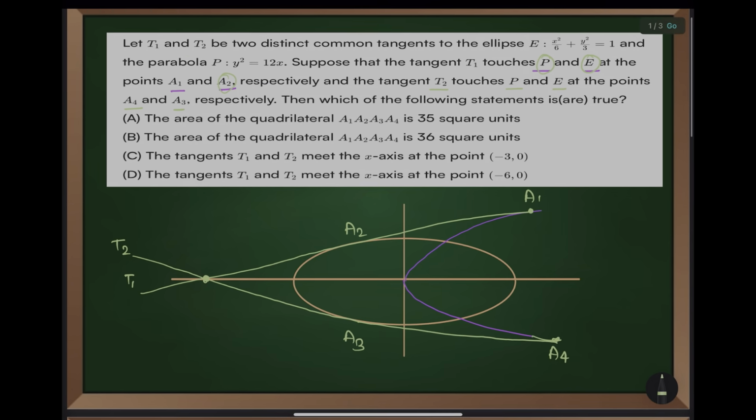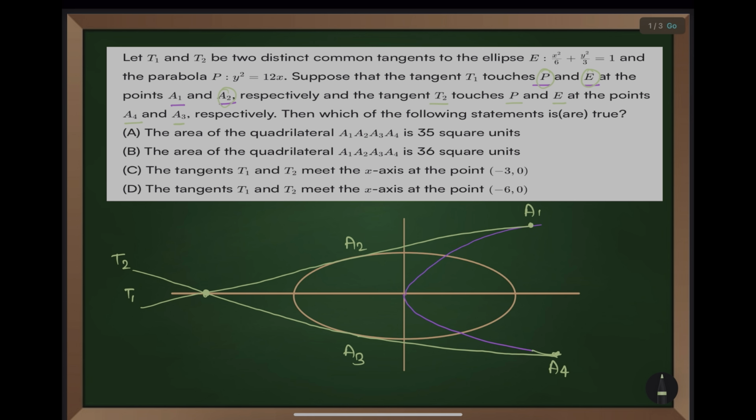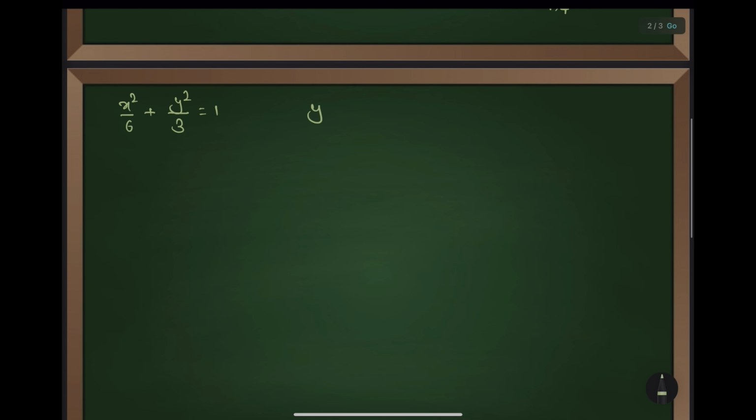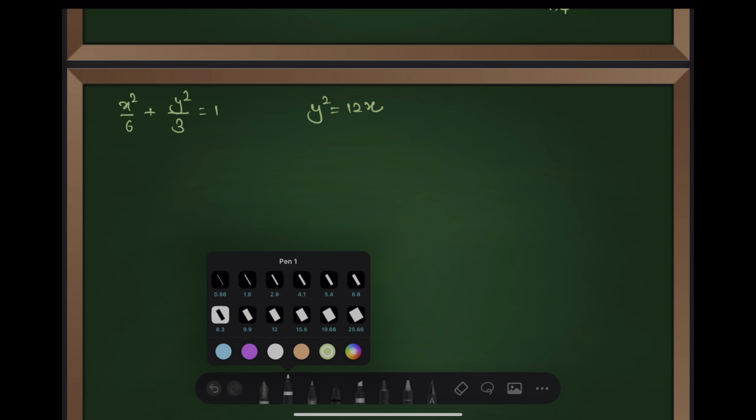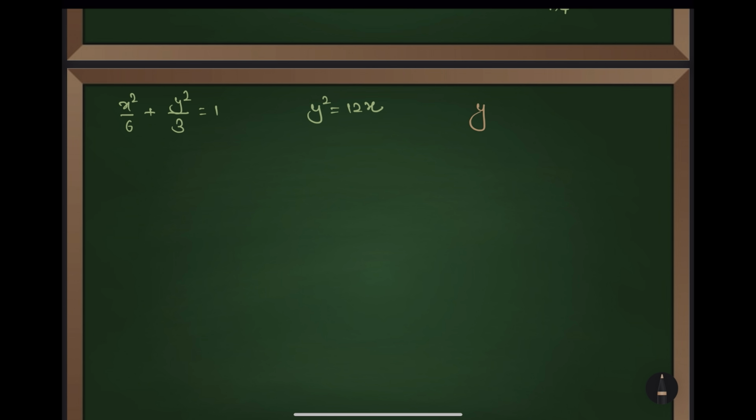So the equation of the ellipse was x square by 6 plus y square by 3 equals 1, if I'm not wrong, correct. And y square equals 12x. Now we want a common tangent, so I'll go with y equals mx plus c. You know that we have two variables. This line is tangent to both the curves.